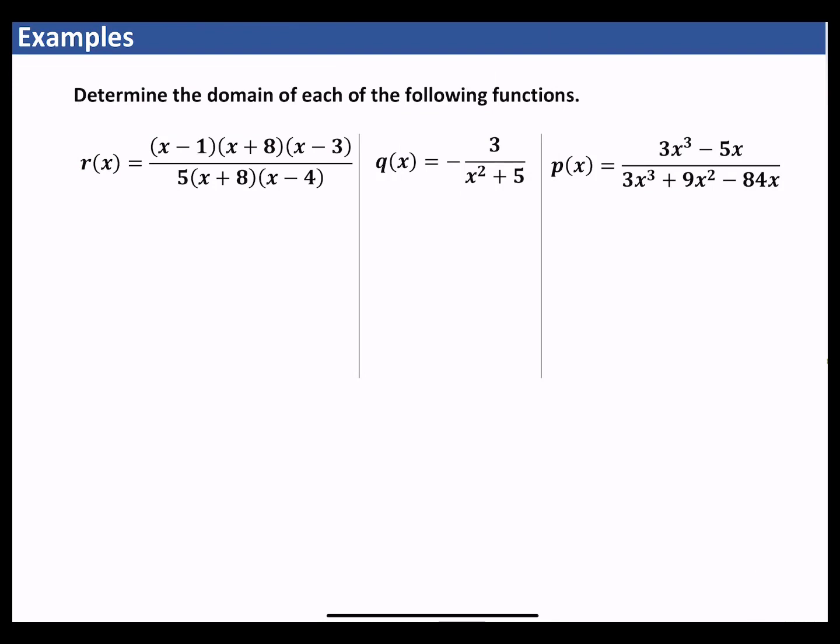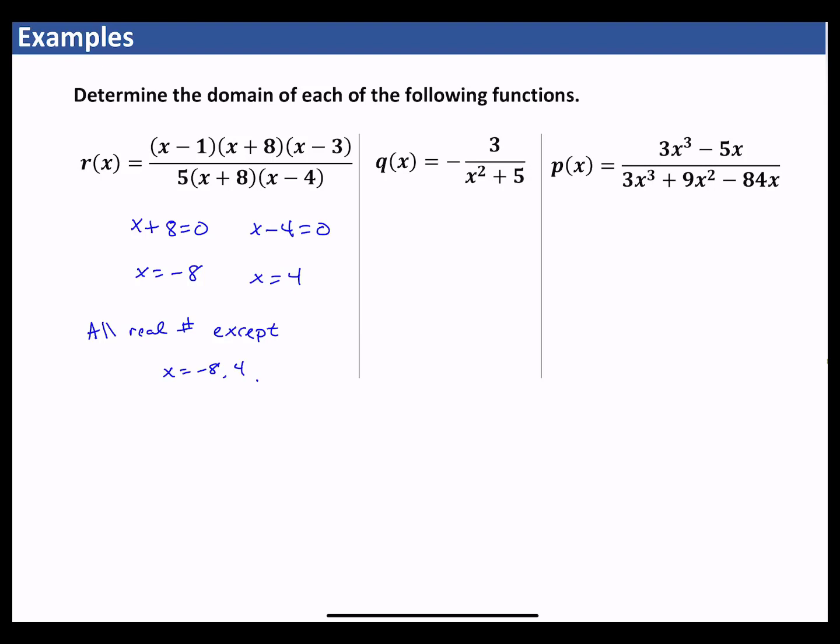Go ahead and pause the video and try to determine the domain of the following rational functions by locating where the denominator equals 0. Okay, so for r of x, by the zero product property, if the denominator (x plus 8) times (x minus 4) equals 0, then one of those factors would have to equal 0. So we have x equals negative 8 or x equals 4, which means the domain for function r is all real numbers except x equals negative 8 and 4.